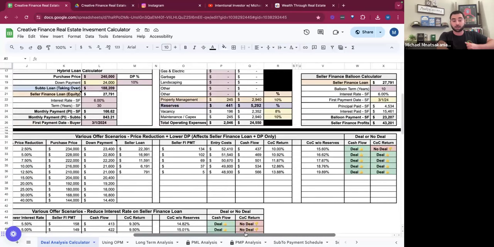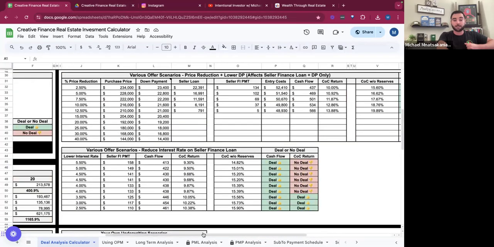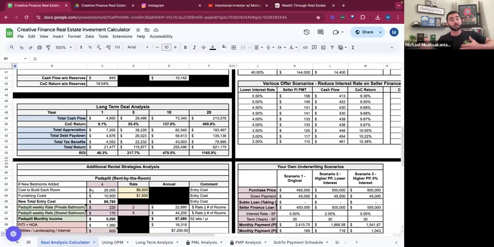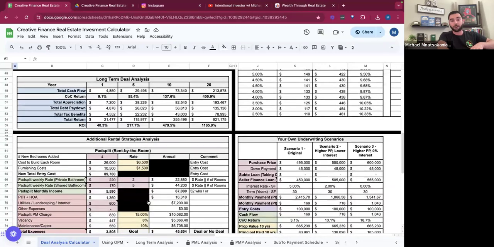What are the different price scenarios that would make sense for a deal like that? What if we reduce interest rates? How does this deal look over the long term? Not just from a cash flow perspective, but also cash on cash return. And what about the total return on investment when you account for appreciation, debt pay down, tax benefits, all that good stuff, various different rental management strategies.